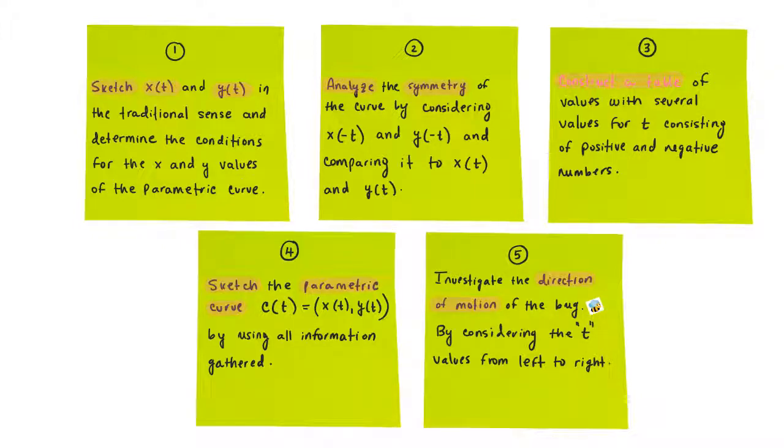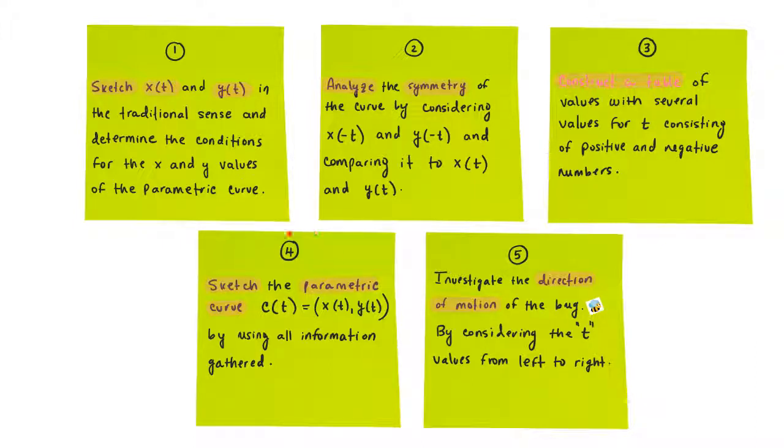Step number 3 was to construct a table of values. I would start by doing a straight substitution with the positive t values, right? You take the t values and you substitute them into the x expression and the y expression, and then that's how you get your coordinate points. And then I would use knowledge from symmetry in order to fill the table for the negative t values. Now, if the curve is not symmetric at all about the x-axis or the y-axis, then you're going to have to do straight substitution with the negative t values as well.